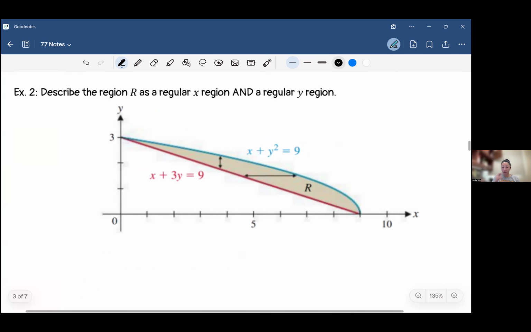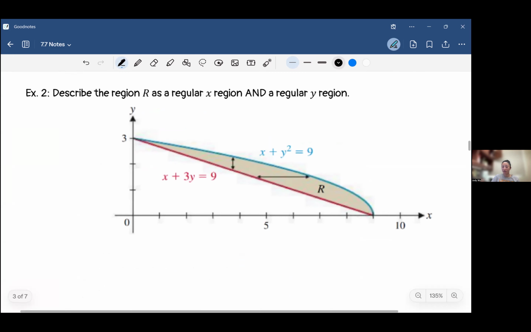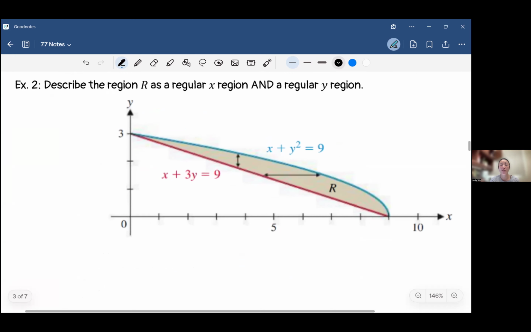Okay, so example number 2, describe the region R as a regular X region and a regular Y region. Ah, man, what a good test question, right? Being able to do things in multiple different ways is a really great way for you to demonstrate that understanding. So I've got this region here. Let's do the regular X region first, and then we'll do the regular Y region, okay?